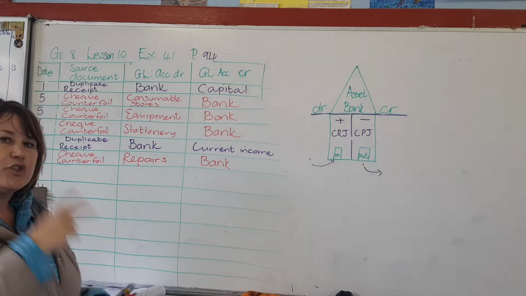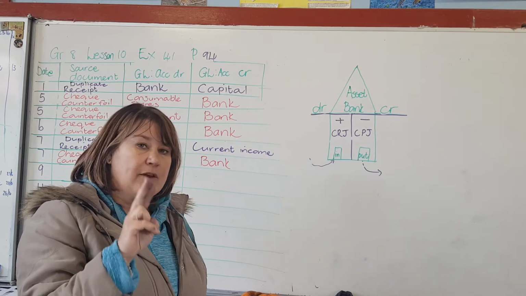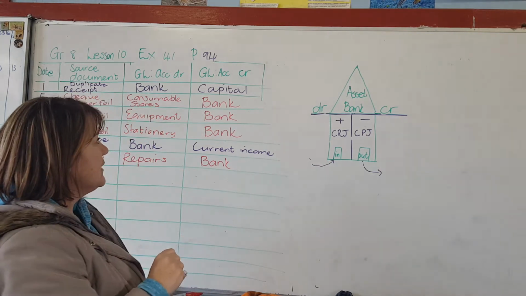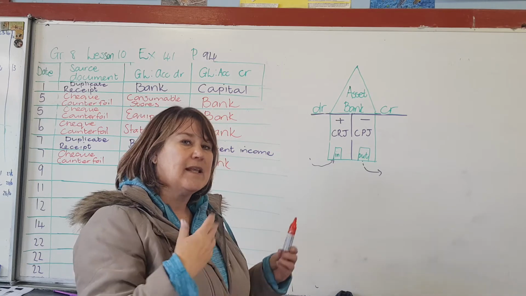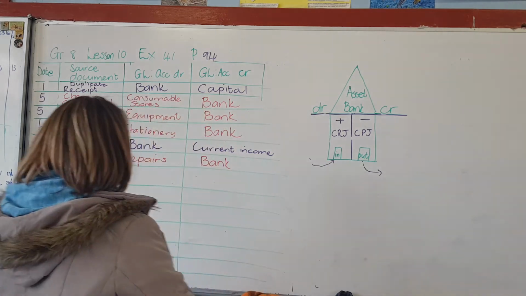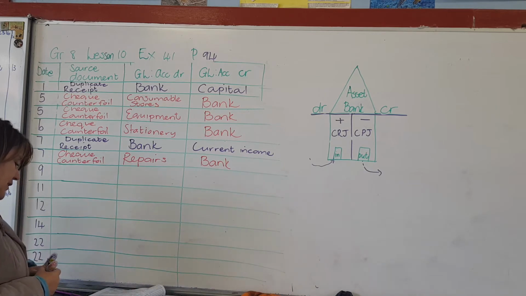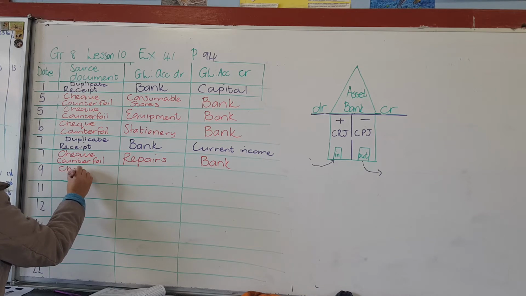You always have two. With each transaction, you've got two accounts. In grade 8, one of them will be bank. So you just need to see if your bank increases, then it's a debit. If your bank decreases, then it's a credit. On the 9th, paid 35,000 Rand for a storeroom built on. So it's going to be paid by check.